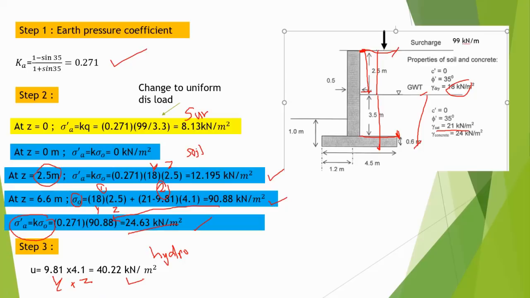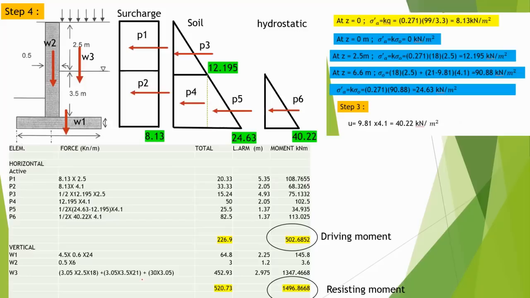Okay, step 4. You need to draw the distribution factor. Distribution stress. Distribution pressure. Okay. So, yang ni surcharge. Ini surcharge. Okay. So, kita tengok yang warna kuning surcharge ni. Berapa value? Kalau start kosong, value dia berapa? 8.1T. So, terus sini 8.1T. So, buat satu-satu.